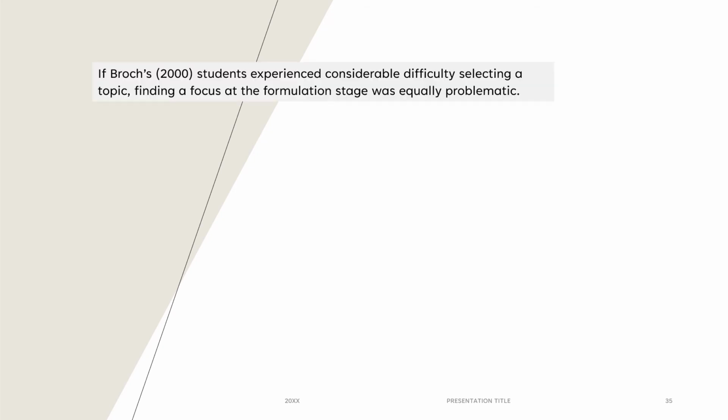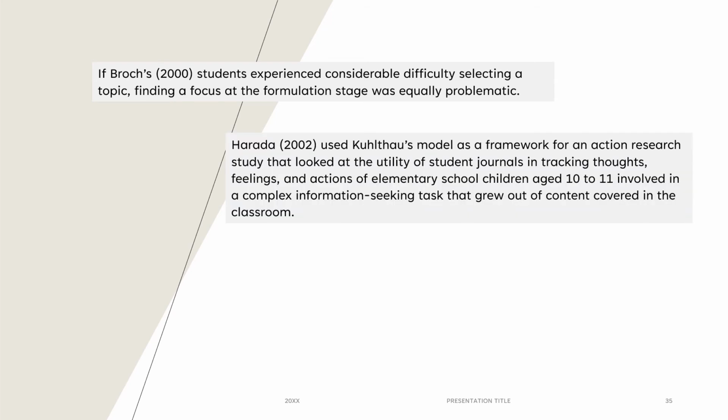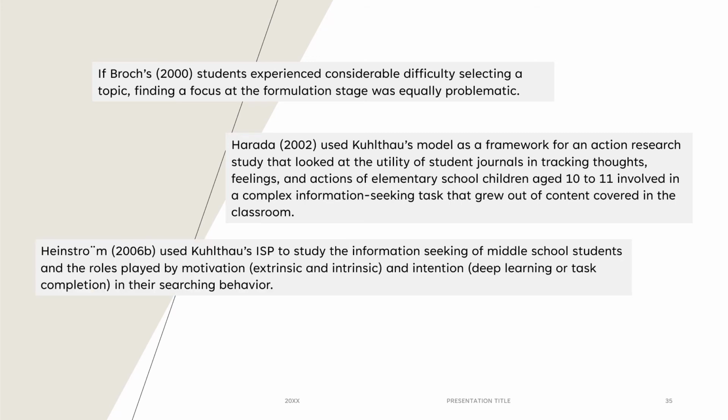If Brooke's students experienced considerable difficulty selecting a topic, finding a focus at the formulation stage was equally problematic. Harada, in 2002, used Kuhlthau's model as a framework for an action research study that looked at the utility of students' journals in tracking thoughts, feelings, and actions of elementary school children aged 10 to 11 involved in a complex information-seeking task that grew out of content covered in the classroom.